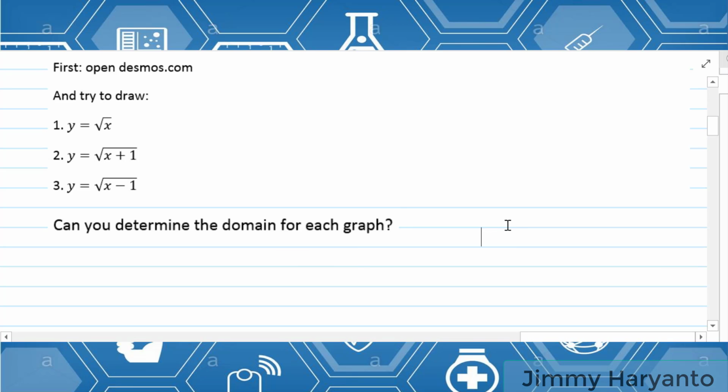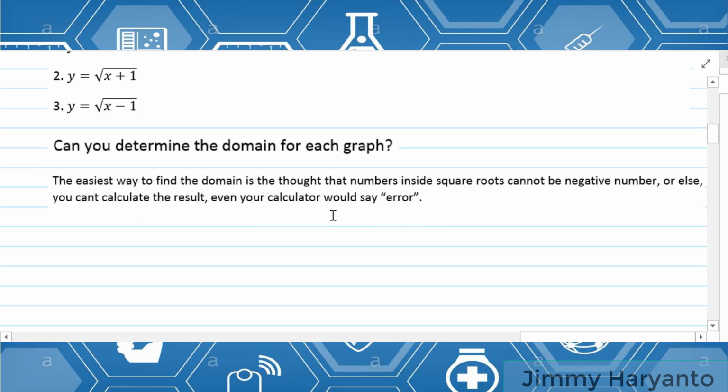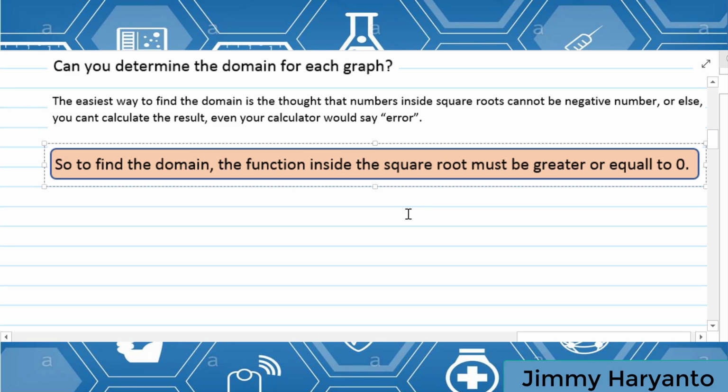Can you determine the domain for each graph? Try to answer these questions. The easiest way to find the domain is the thought that numbers inside square roots cannot be negative numbers. For example, square root of negative 2, you cannot calculate that. Square root of negative 4, you cannot calculate that. Even your calculator cannot calculate it; your calculator will say error. So to find the domain, the function inside the square root must be greater than or equal to 0.